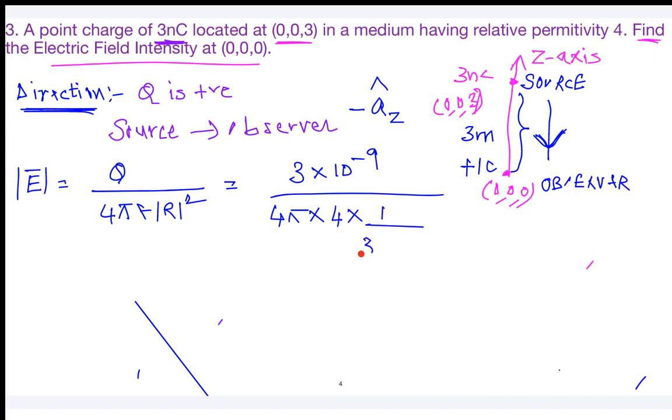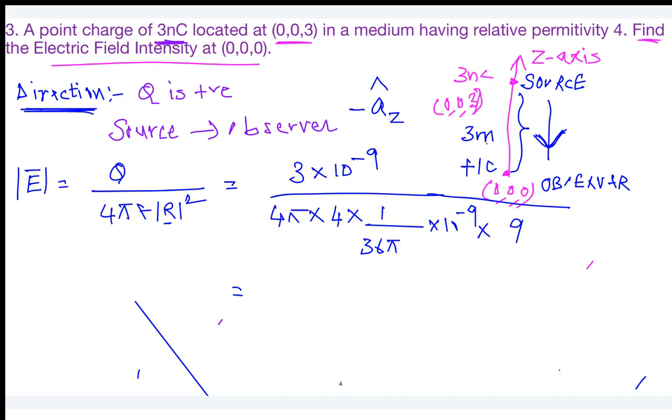So what is the magnitude you got? 36? Cross check once again. You're getting 3 by 4? Yeah, 3 by 4, right? Yes, sir, 3 by 4. Yes, you can see here: pi one time gets cancelled, 4 into 9 times, and this 9 also gets cancelled. Yes, so 10 power minus 9 gets cancelled.